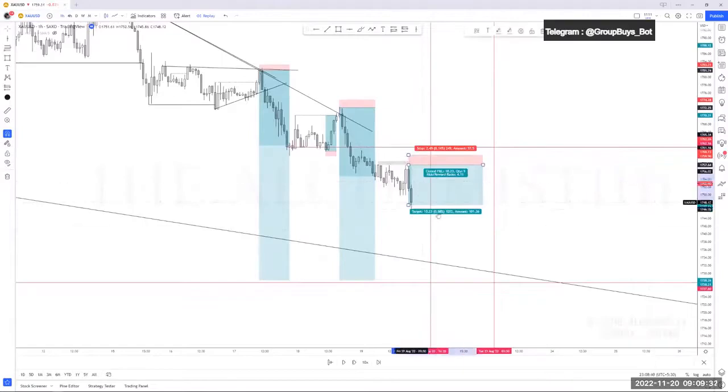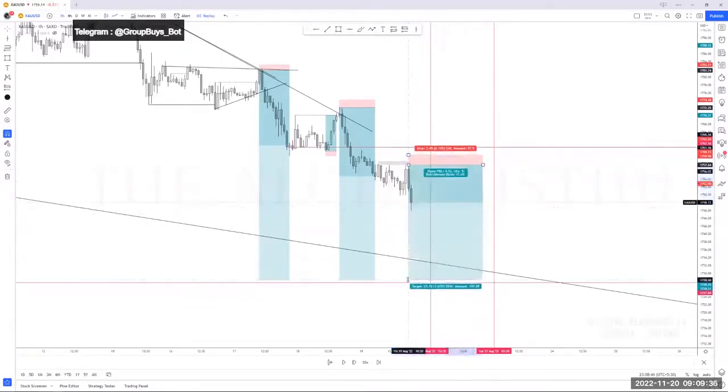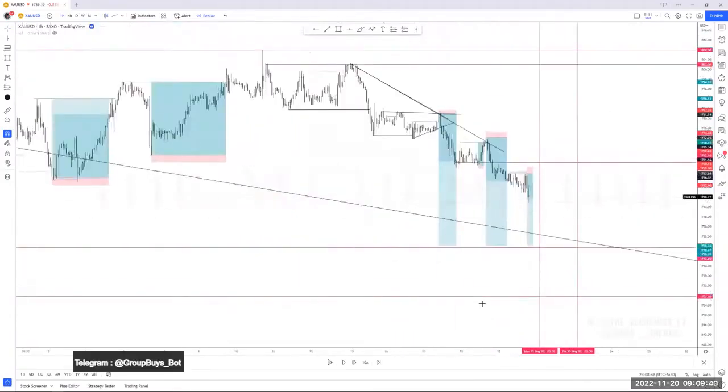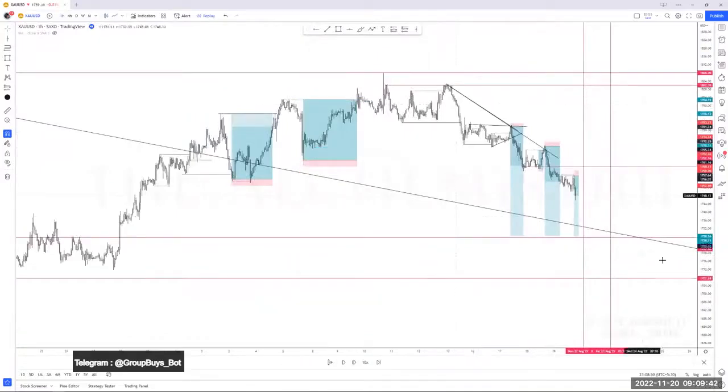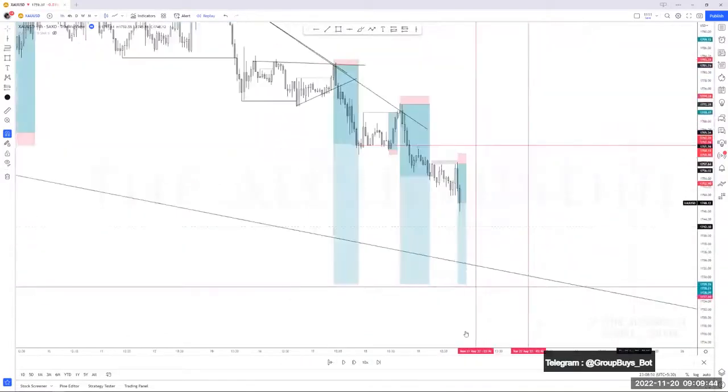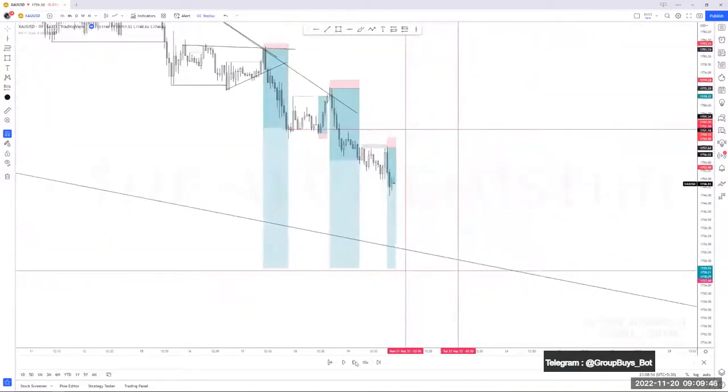So maybe just take our profits here, and leave the rest into these areas, the next weekly zones. This is how we can stack these entries. Can you see that? So there it comes. Now let's patiently wait. We have gotten our entry already.